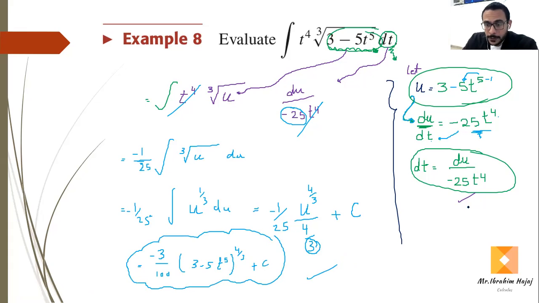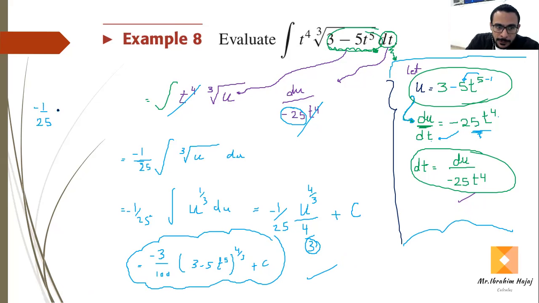Okay, any question, guys, here in this question? Do you understand it? Yes, Mister. Last step, I didn't understand the negative 3 over 100. Yeah, we have negative 1 over 25 multiplied by u to the power of 4 over 3, and this all over what? Be careful, 4 over 3. Yes, the 3 becomes a numerator. The 3 moved up to the numerator. Okay, we have 3 up with u to the power of 4 over 3.